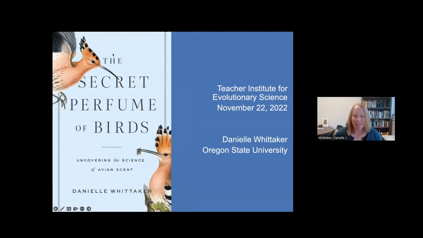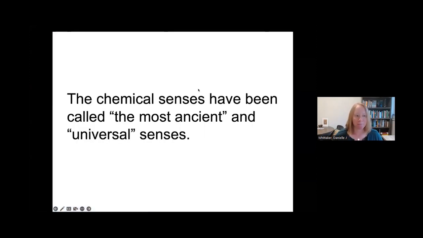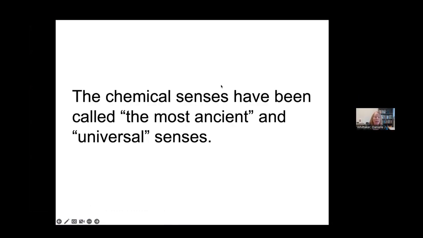All right, hi everyone. I'm Danielle Whittaker, and I'm going to talk about olfaction in birds today. So the chemical senses, which include smell and taste, have been called the most ancient and universal senses. And that's because every living creature on the planet has these senses in some form. They're important for survival because it helps you sense the environment around you. I'm going to go through some examples here, starting with bacteria.